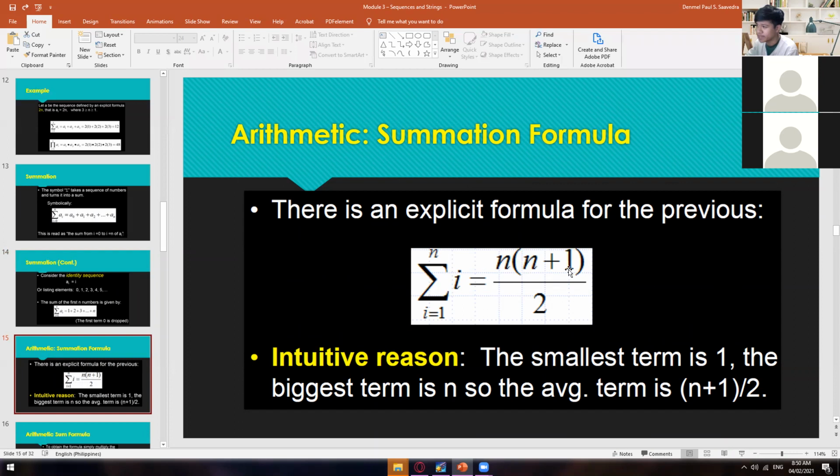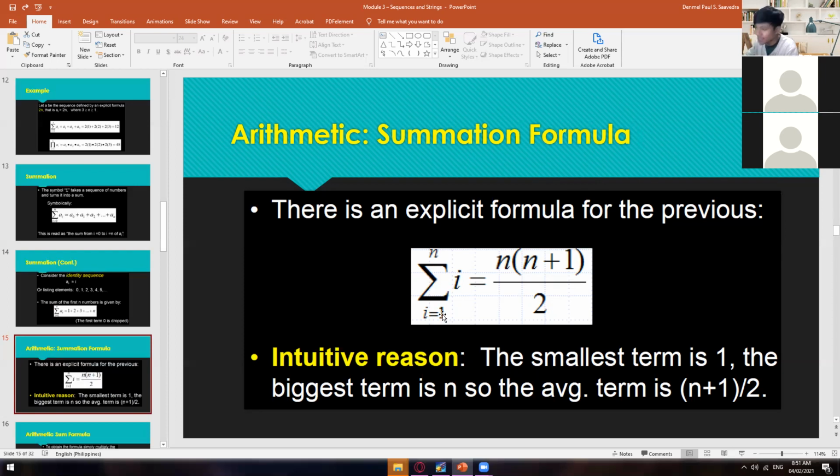We already had this formula in, I don't know if it's module 2 or module 1. Anyway, we have already defined this one using induction. So this is the explicit formula for you to be able to get the summation from 1 up to the given n. Take note, this is only exclusive if it's starting from 1 up to, let's say, 100 or 200 or up to its range.